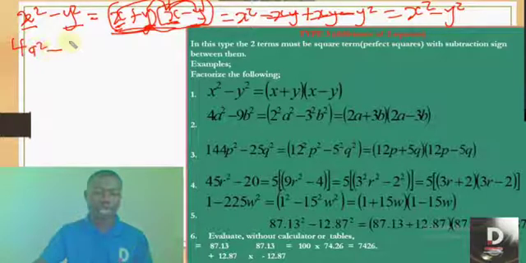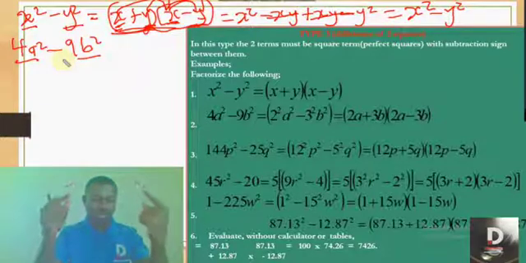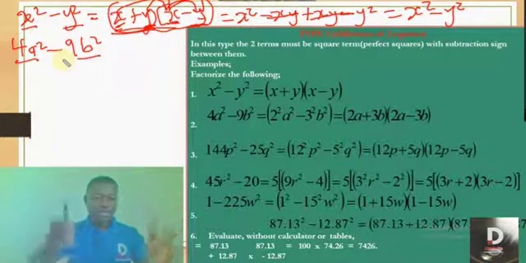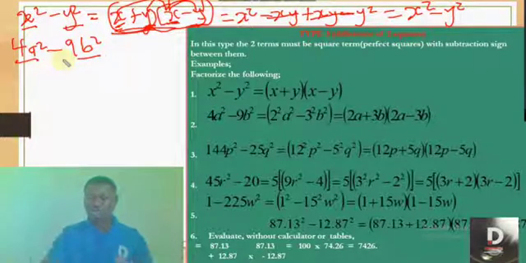4a squared minus 9b squared. Like I said, both terms must be square terms. Now, there's a minus, so difference of two squares. There's a minus, that's one clue. Two, the variables are squared, telling us we are getting closer. But look at the numbers, right?